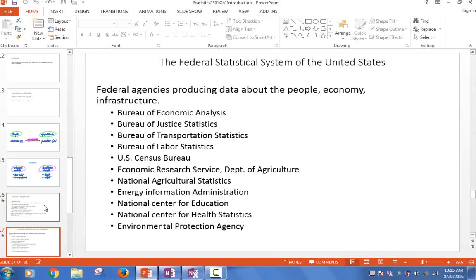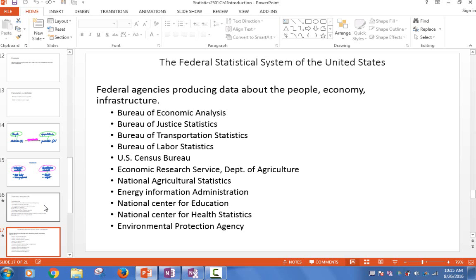A lot of the time, a lot of people complain about federal agencies like this. What's the need of all these agencies? But if you want to have a modern economy, and if you don't do all these tasks, well, you cannot sustain the modern economy. You need information to keep yourself updated on the situation that's happening, right? So federal agencies produce data about people, the economy, and the infrastructure.